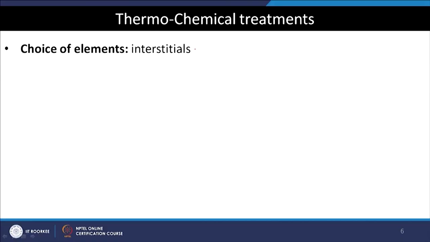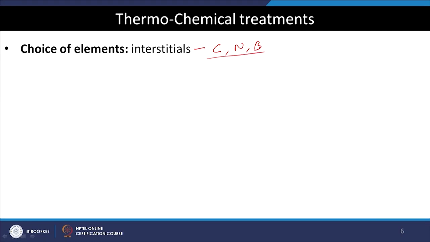Often you see that the most popular methods utilize interstitial elements. Interstitial elements are elements which are small in size and can occupy the interstitial voids in the host lattice of the matrix. That means, if you have pure iron, for example, with a BCC iron lattice, there are voids created between these big iron atoms, called octahedral voids and tetrahedral voids, and those regions can be occupied by small elements such as carbon, nitrogen and boron. One can think of hydrogen too, but it is often known to create unfavorable properties. So, usually carbon, nitrogen and boron are used quite extensively.